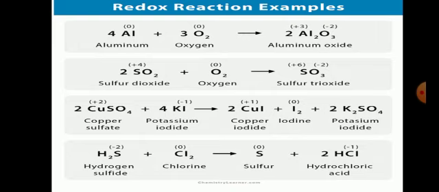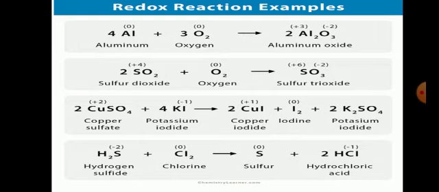It is the same for the other two examples. Sulfur dioxide combining with oxygen is going to give sulfur trioxide, and here also reduction as well as oxidation takes place. So this is basically a redox reaction. And the third example is copper sulfate combining with potassium iodide, which is going to give you copper iodide plus iodine and potassium sulfate, and here also reduction as well as oxidation takes place.